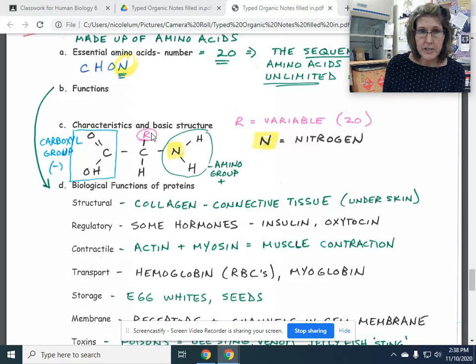It might just be hydrogen there. It might be a carbon with a bunch of hydrogens around it. It might be a phosphorus in there. It might be other elements in there. But it is one of 20 different endings that gives that amino acid its characteristics.